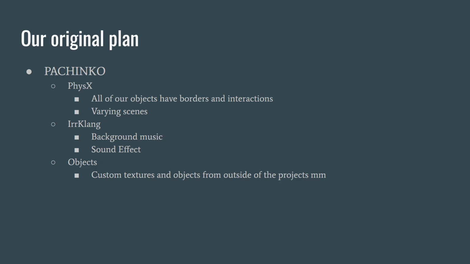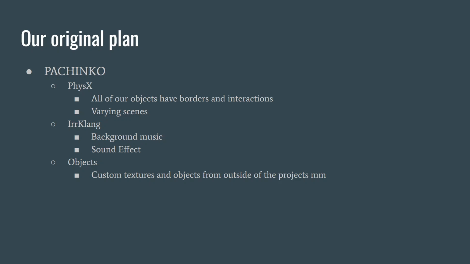So our original plan for Pachinko, we had a couple things. One was PhysX. Pachinko is a game of a ball falling from the top, hitting a lot of pegs, and then landing into an array of buckets underneath that have different scores. So obviously, PhysX is a big one on our part, and that was assigned to Michael. We wanted to make sure that all of our objects and borders were interactable and actually had collision. And they do. Another thing was Erklang.